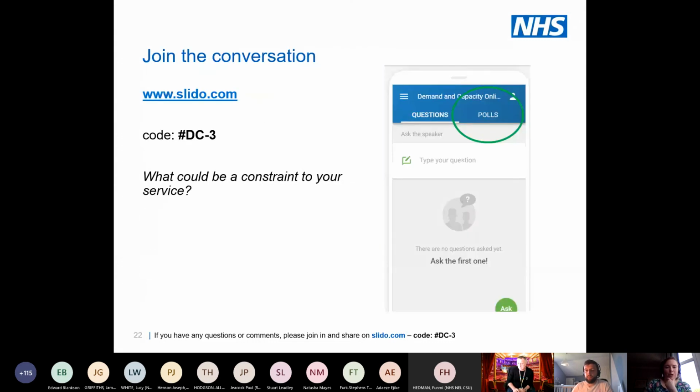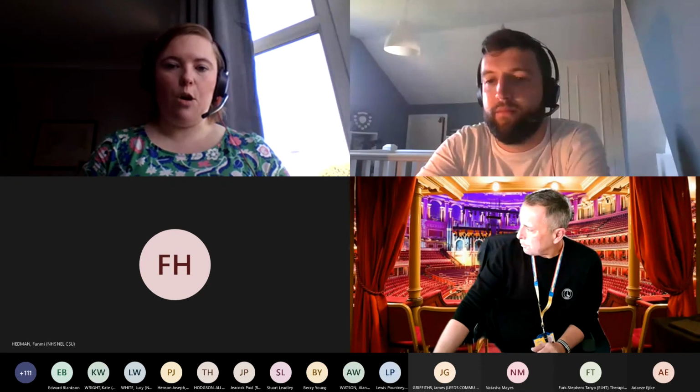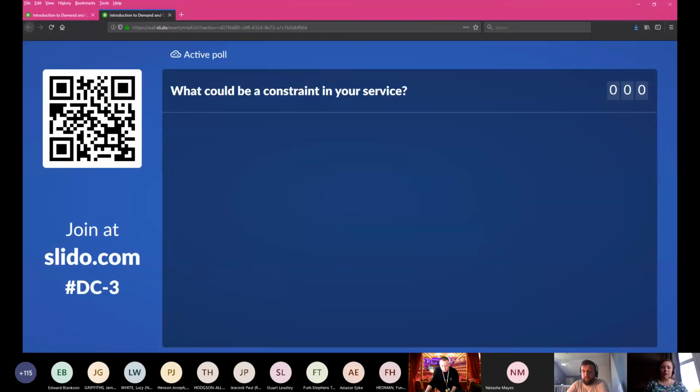So we're going to take you back over to Slido again for another question. What do you think might be a constraint in your system or service? So when you're thinking about your project or just generally where you're working, what do you think is the constraint that you're seeing as being the limiting factor or the bottleneck for your service?